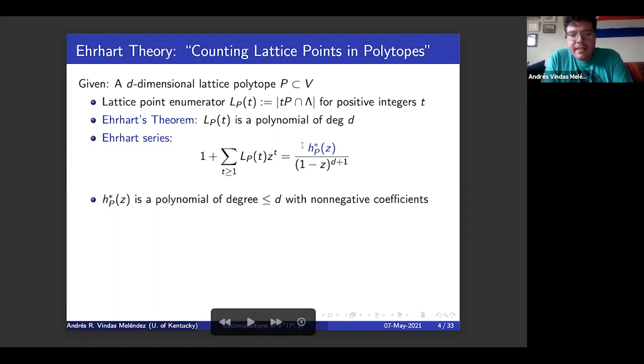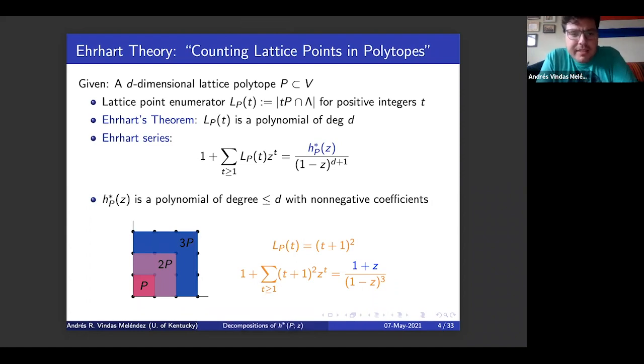And when we have it in this nice rational form, we call the numerator the h star polynomial of the polytope. And it's a polynomial of degree less than or equal to d with non-negative coefficients. And so here's maybe a small example in the lattice case. I'm just taking the unit square and I'm dilating it. And so it's not that difficult in this small example to see that the lattice point enumerator is given by a polynomial, and it's (t plus 1) squared. And so when we encode it in the numerator, we get 1 plus t as our h star polynomial.